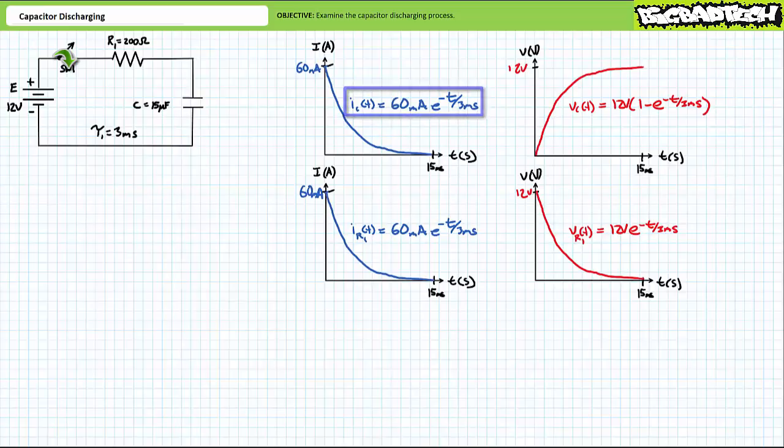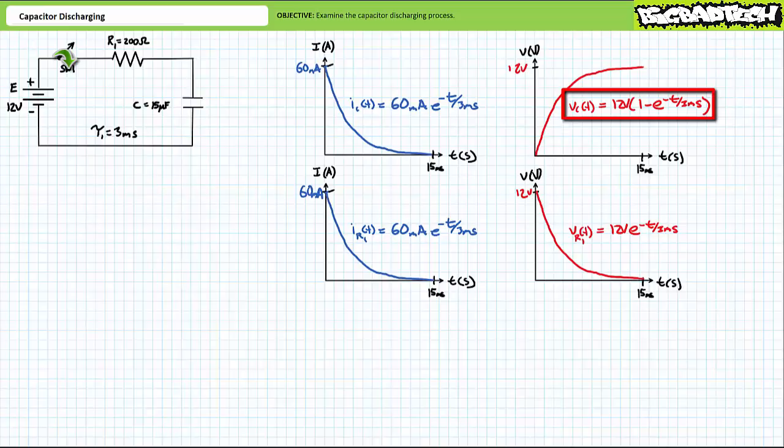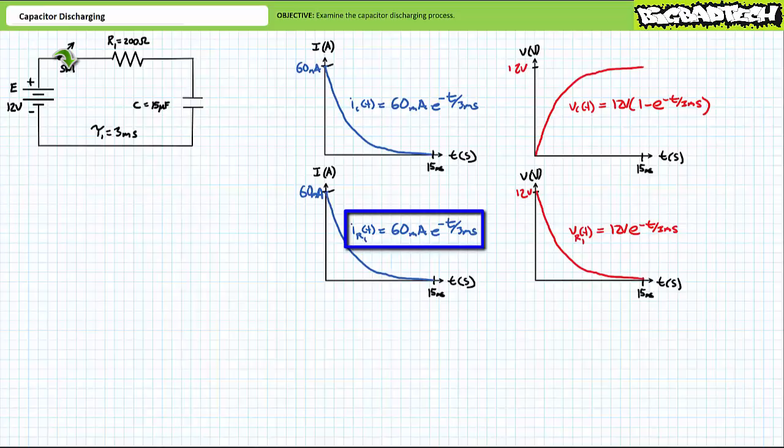Voltage across the capacitor, Vc of t during the charging process, was 12 volts times 1 minus e to the negative t over 3 milliseconds. Voltage across the initially uncharged capacitor started out at 0 volts and grew to 12 volts by 15 milliseconds. Current through resistor 1, IR1 of t during the charging process, also equaled 60 milliamperes times e to the negative t over 3 milliseconds. Current through resistor 1 and all elements in series with it experienced an initial surge of 60 milliamperes and decays to 0 amps by 15 milliseconds.